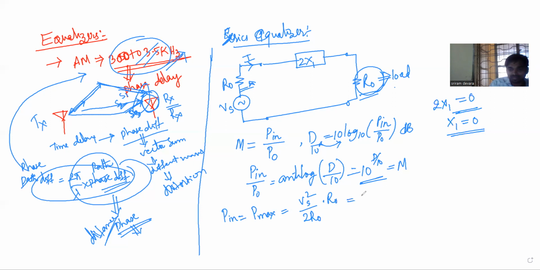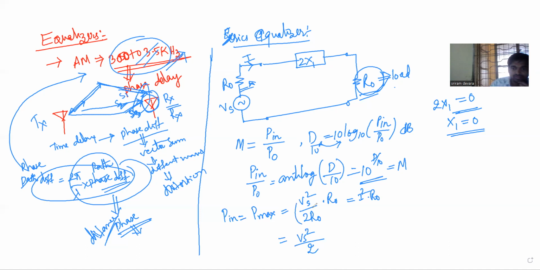So this is simply I square into R naught, where I is equal to source voltage divided by 2 R naught. Why? Because this R naught and this R naught are in series. When x1 is equal to 0, maximum power is delivered to the load. So therefore, this is Vs square divided by 2. This is the maximum power.